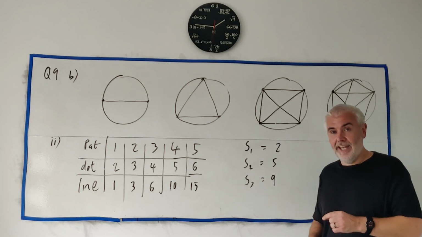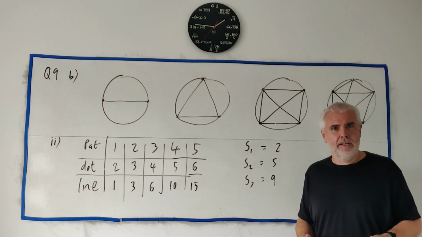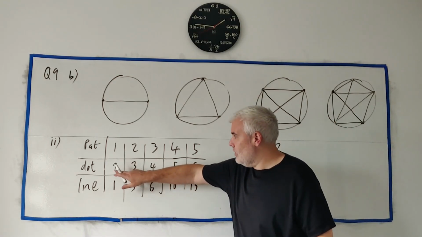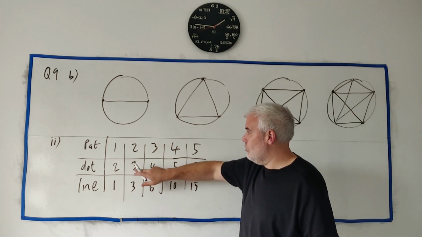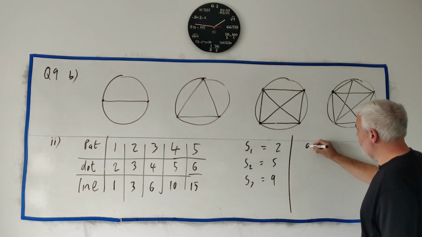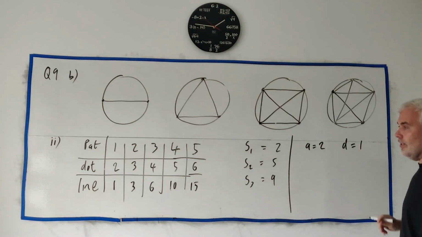The examiner wants to help you. They want you to think of sequence and series. They want you to think of this as an arithmetic sequence, because that's what the dots are. There's 2 dots, there's 3 dots, there's 4 dots. This is an arithmetic sequence where the first term is equal to 2 and the difference is equal to 1.